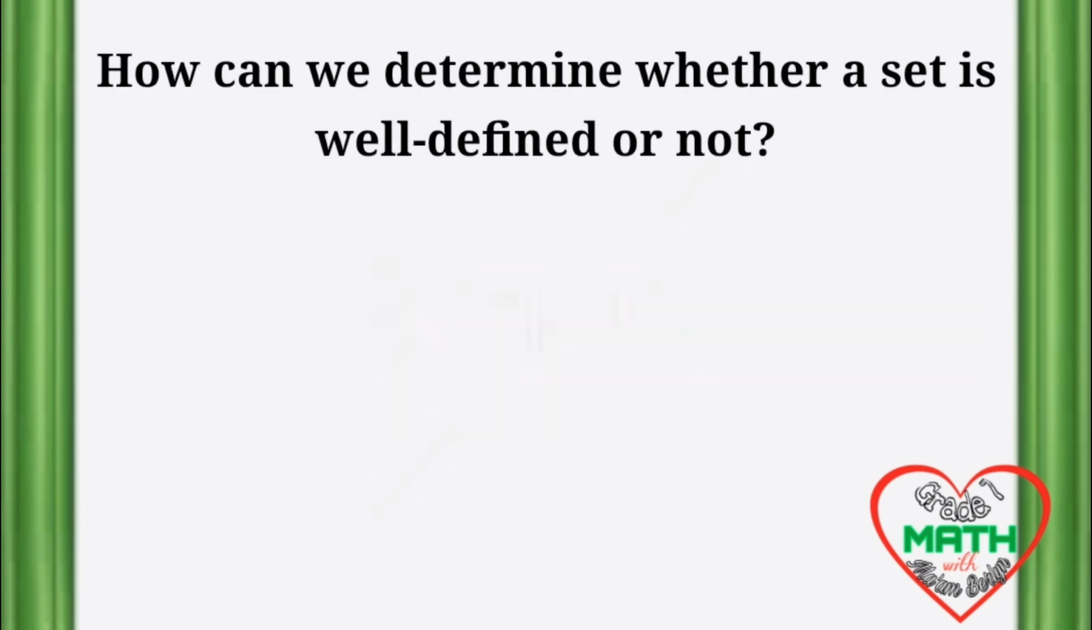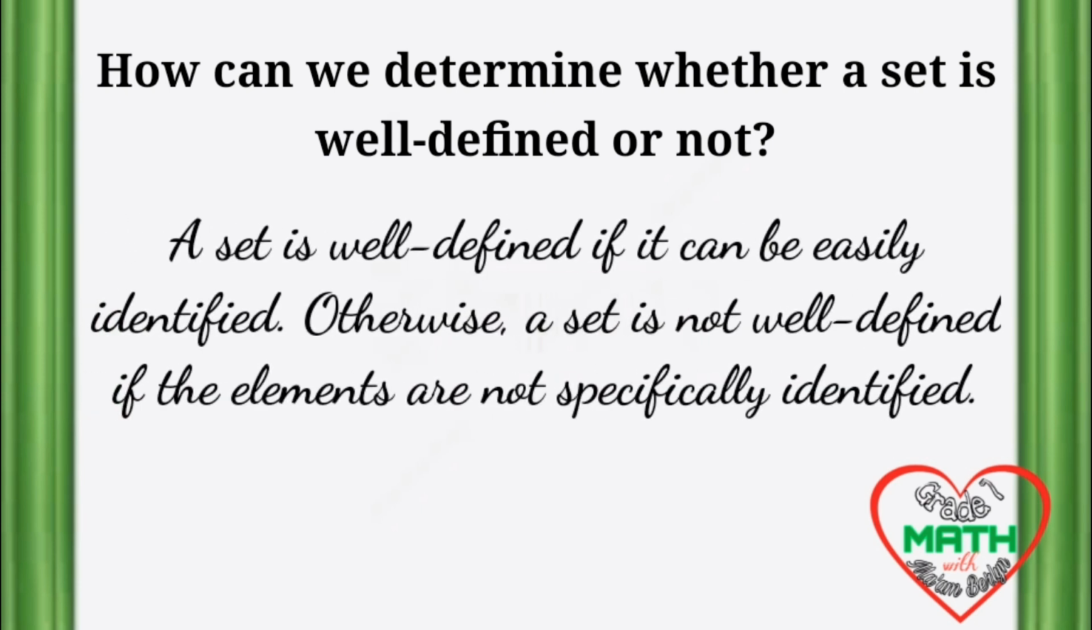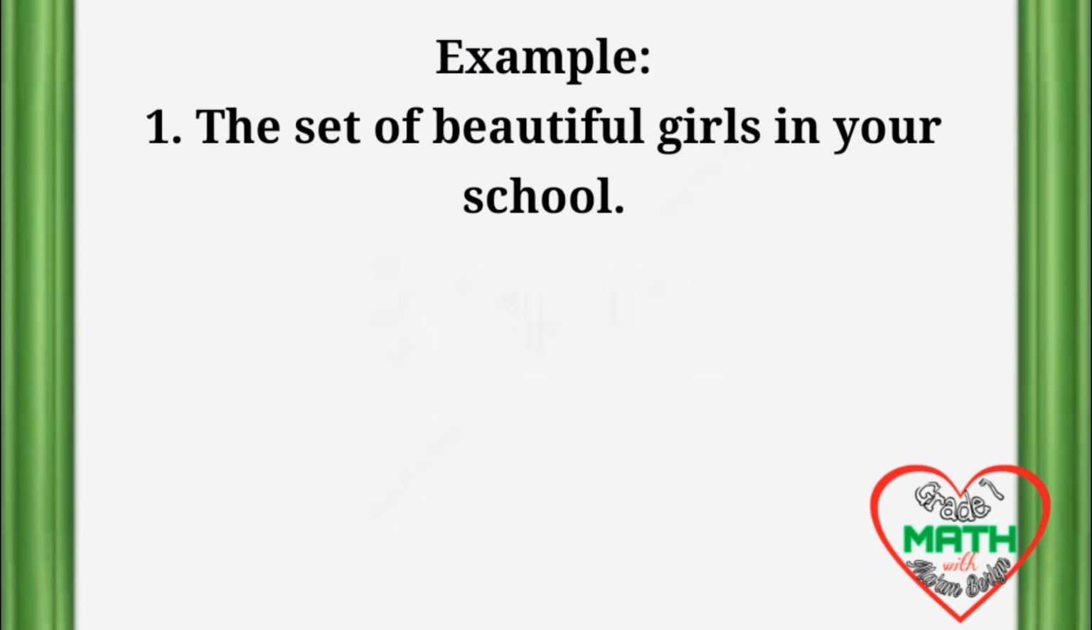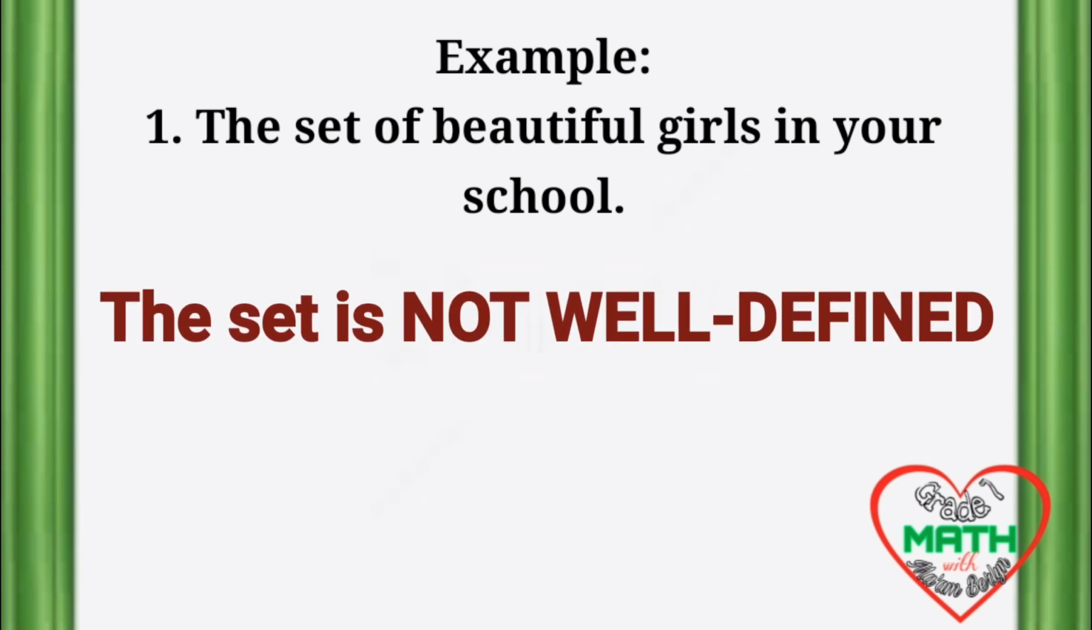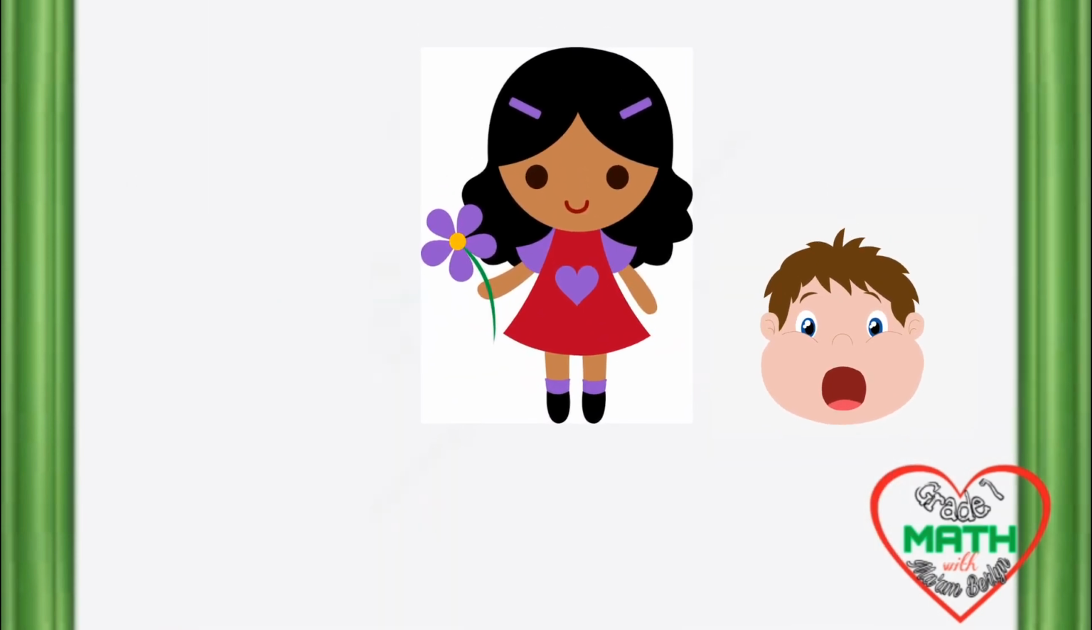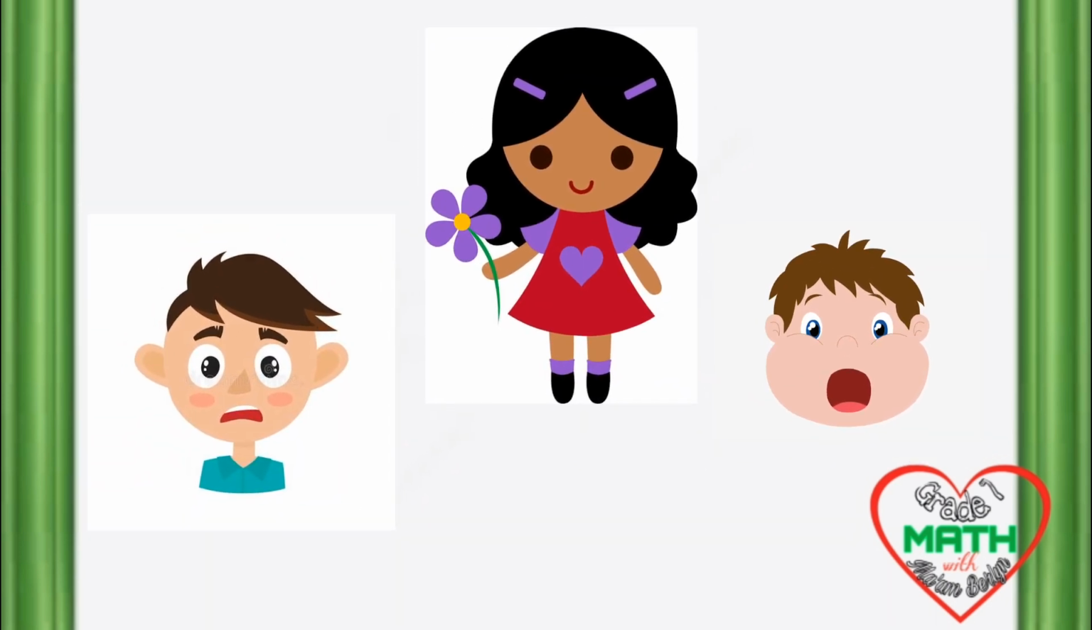Now how can we determine whether a set is well-defined or not? A set is well-defined if it can be easily identified. Otherwise, a set is not well-defined if the elements are not specifically identified. For example, the set of beautiful girls in your school. The set is not well-defined, since as we all know, beauty is in the eye of the beholder. We have different choices in identifying pretty faces. Anna may be beautiful to Benedict, but not to Mario.